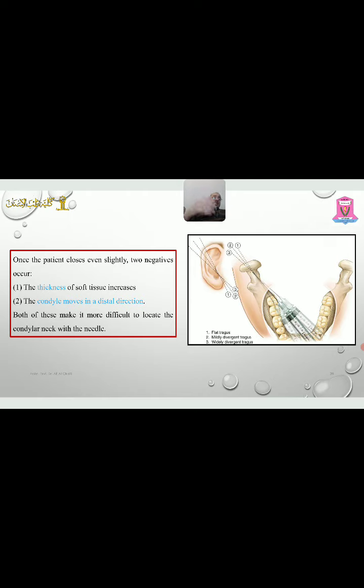طبعا إذا ما يفتح حلقة المراجع حتيه عليك الحسبة. أول شيء السوفت تيشيو حيضيع عليك اللاند مارك على الكوندايل. أحيانا الكوندايل you can detected إذا البيشنت opens his mouth widely. زين. الكوندايل من يسد المراجع الكوندايل حيروح ديستالي فما تقدر توجده بهالحالة.